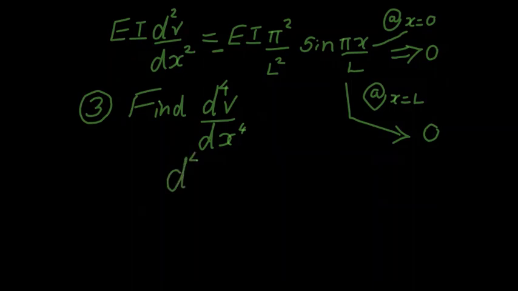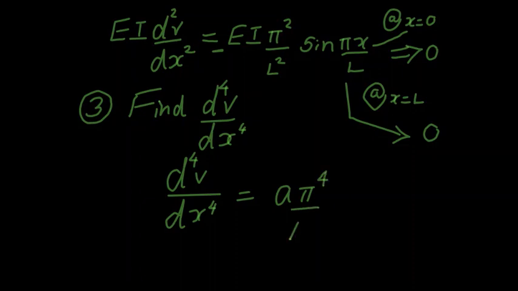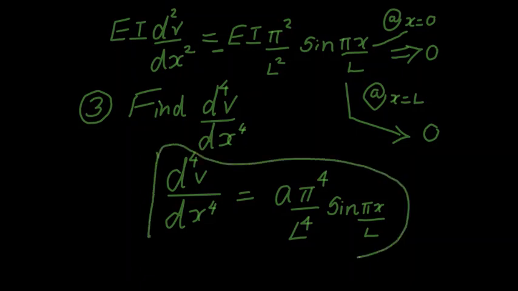So what is going to be d⁴v/dx⁴? What is that you will be getting? You will be getting the value as a π⁴/L⁴ into sin(πx/L). I invite you to do this differentiation and check it. You'll be getting aπ⁴/L⁴ into sin(πx/L). So that is the value of d⁴v/dx⁴. All you have to do is take this value and substitute it in the governing differential equation.